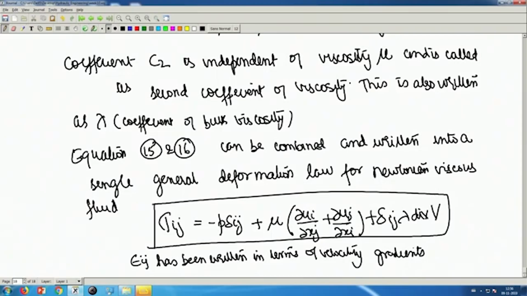In the next lecture we will talk briefly about the thermodynamic pressure and the mechanical pressure, Stokes hypothesis, and then we finally write the final version of Navier-Stokes equation.